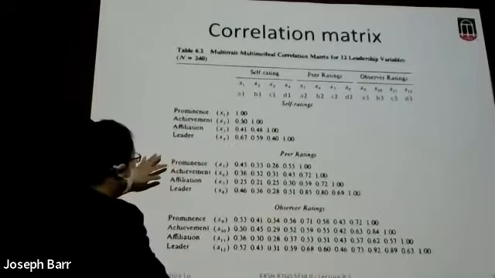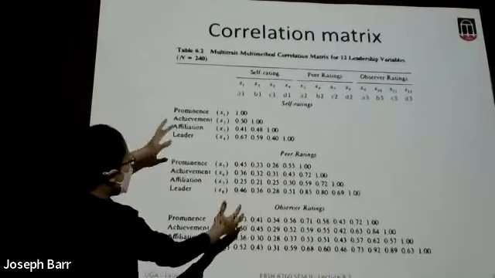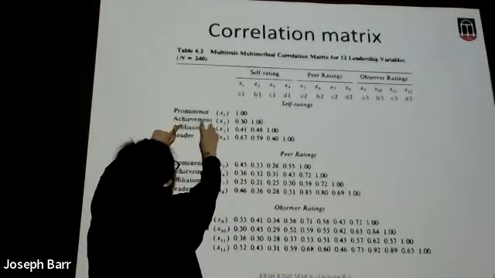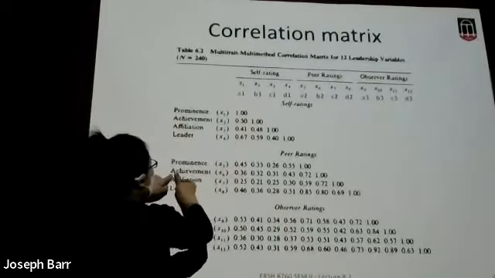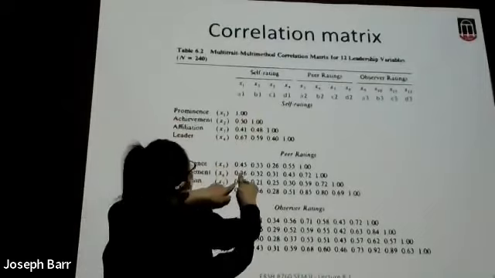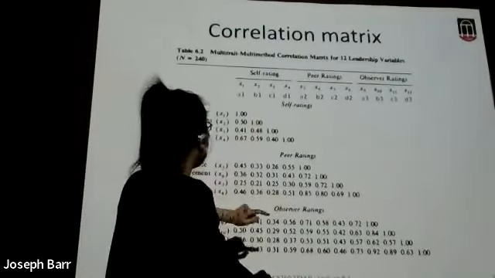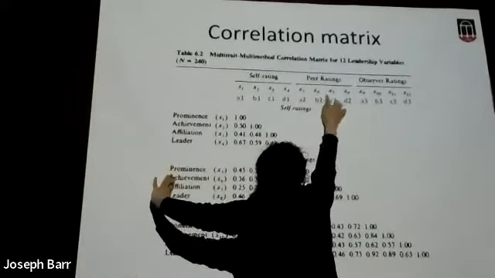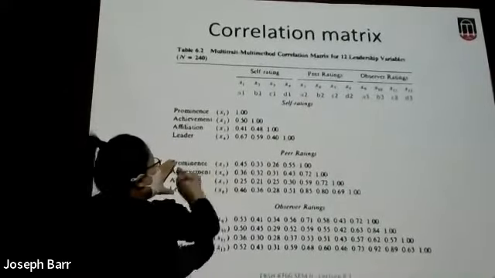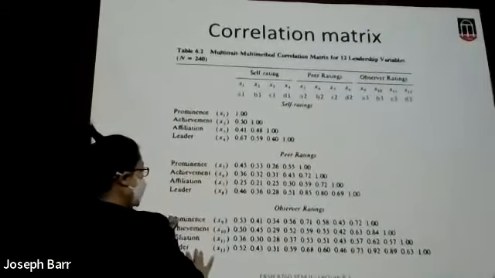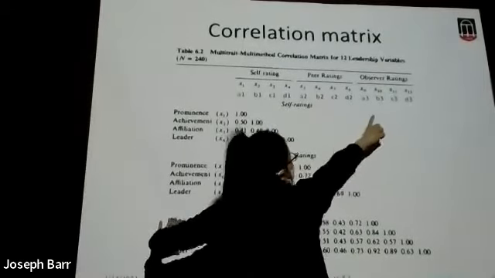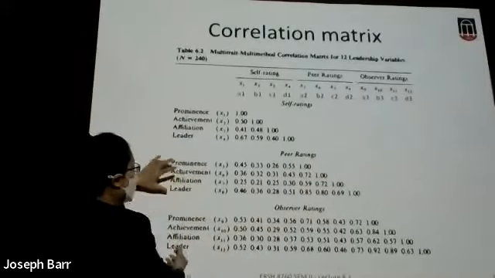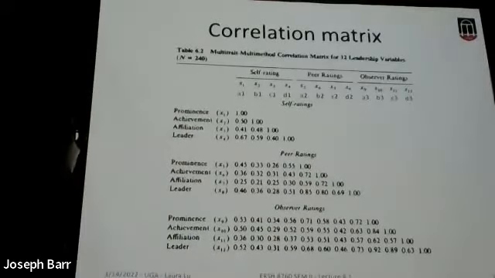So this is the final summary. This is a correlation matrix. This is the treatment by itself, and here these are the 4 traits. This is for the peer rating. From 5 to 8, these are the peer rating scores. These are from observer ratings, from 9 to 12. So 3 groups, each group has 4 traits.